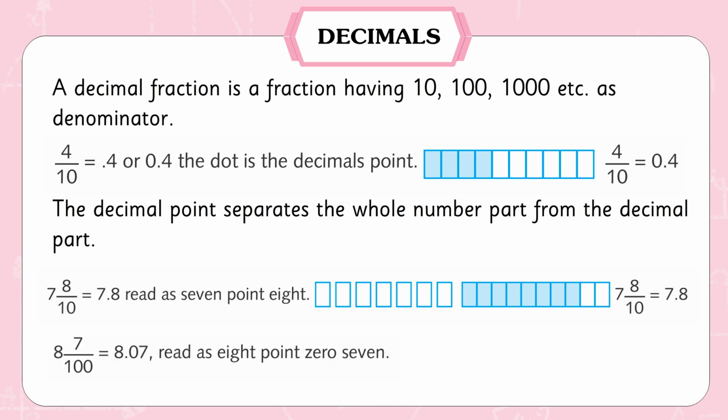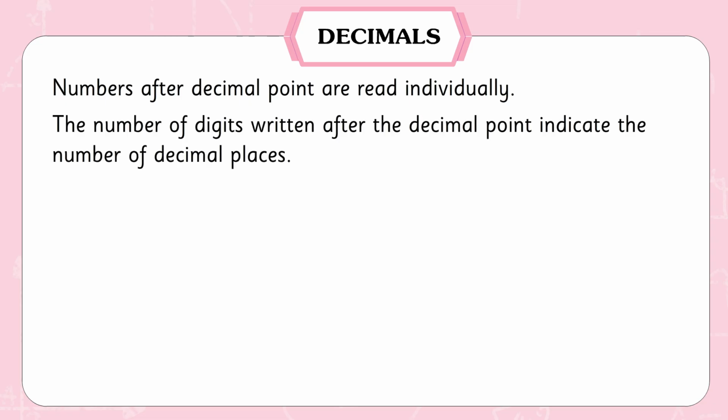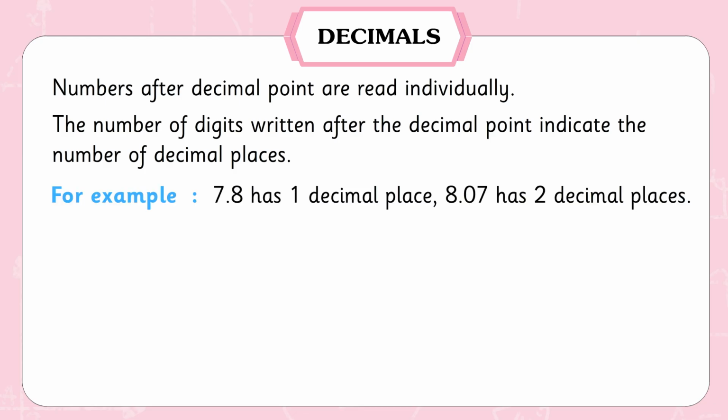8 whole 7/100 is equal to 8.07, read as eight point zero seven. Numbers after the decimal point are read individually. The number of digits written after the decimal point indicates the number of decimal places. For example, 7.8 has 1 decimal place. 8.07 has 2 decimal places.